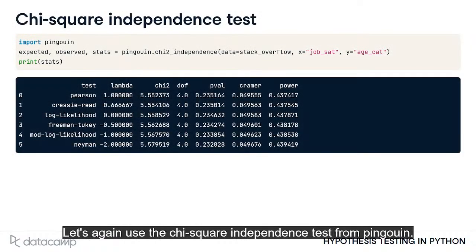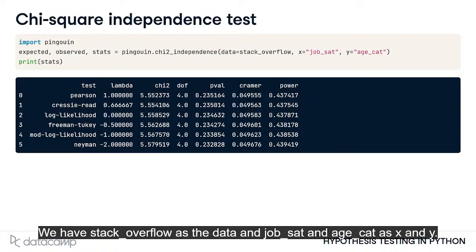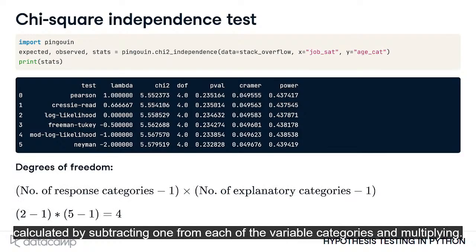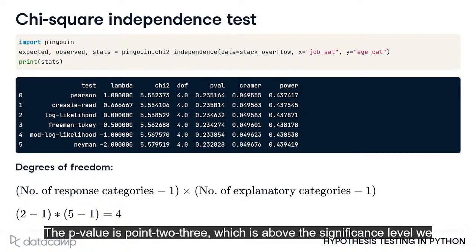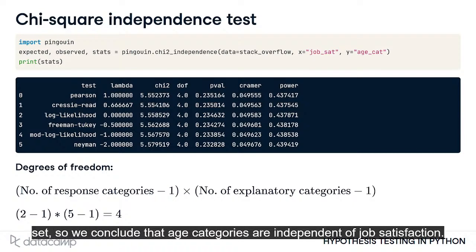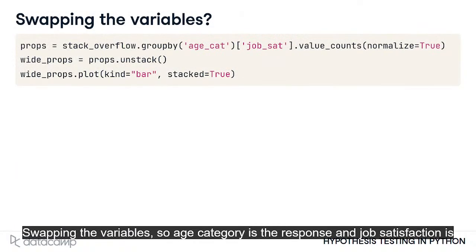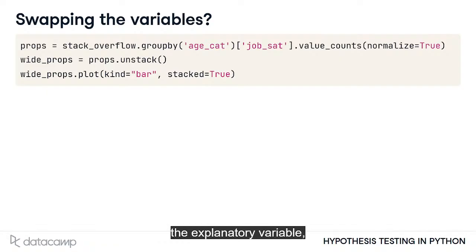Let's again use the chi-square independence test from Pingouin. We have Stack Overflow as the data, and job_sat and age_cat as x and y. We leave out a correction here, since our degrees of freedom is 4, calculated by subtracting 1 from each of the variable categories and multiplying. The p-value is 0.23, which is above the significance level we set, so we conclude that age categories are independent of job satisfaction.